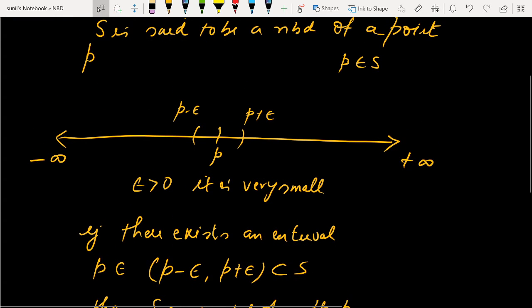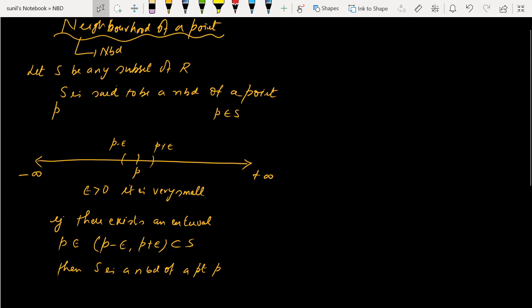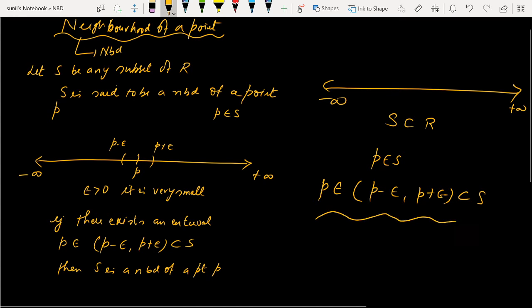Now, friends, up to this point, I have just explained the definition. It means if you consider any subset S of the real line, you have to consider any point P belonging to S and then construct an open interval (P minus epsilon, P plus epsilon) that must be contained in S. If this condition holds, then S is a neighborhood of P. Now let us consider a few examples of it.